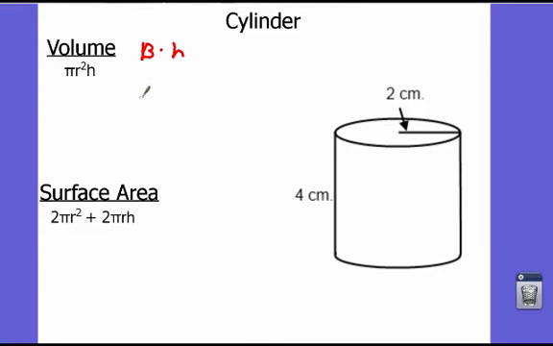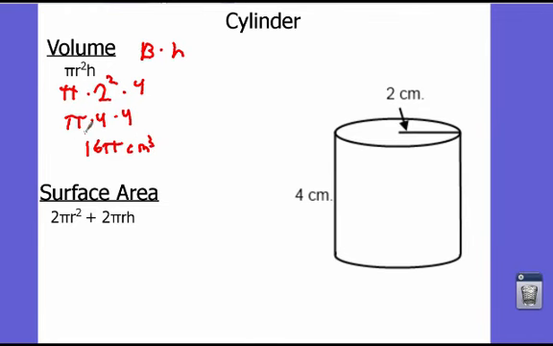So when we work this out, r stands for our radius, and h stands for height still. We've got pi times our radius squared, so times 2 squared, times our height, which is 4. 2 squared is 4, so pi times 4 times 4. 4 times 4 is 16. So if we want to have an exact answer, our answer ends up being 16 pi centimeters cubed.